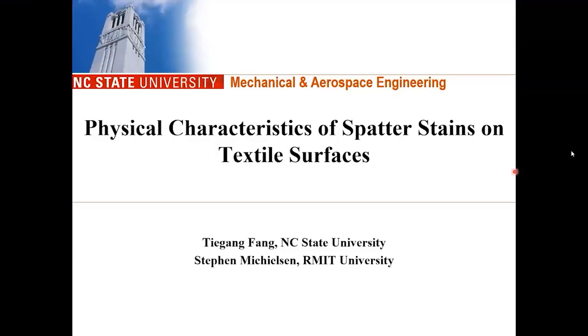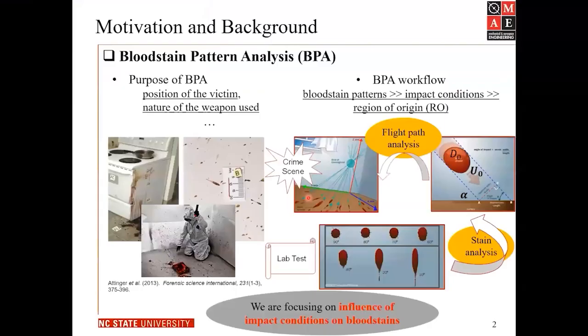And today, Dr. Michelson and I will talk about physical characteristics of bloodstains on textile surfaces. So our topic belongs to bloodstain pattern analysis. As we all know, at the crime scene, what the investigators can see is the final stain on the wall, everywhere, and most of the stain already dried or almost dried.